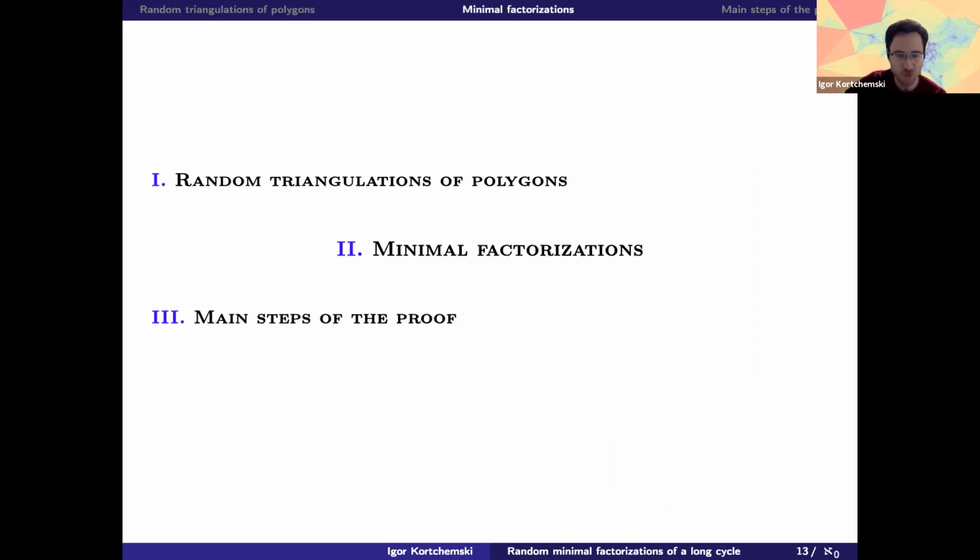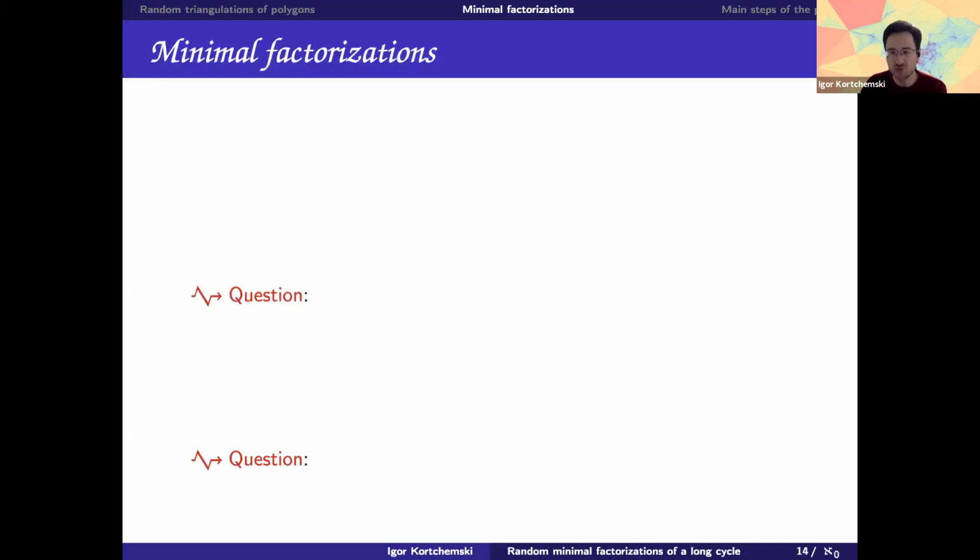Okay, so let's continue with the model of minimal factorizations with the 2 questions. The first question, how many are there? And the second question, what does a large typical minimal factorization look like? Let me first define what a minimal factorization is.